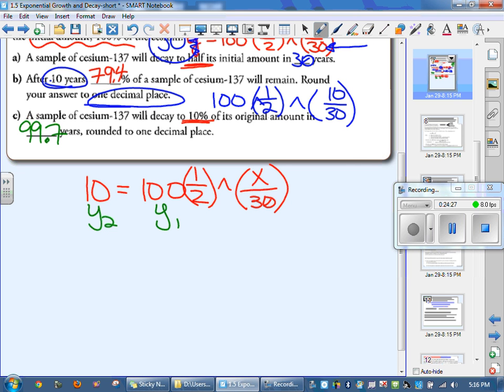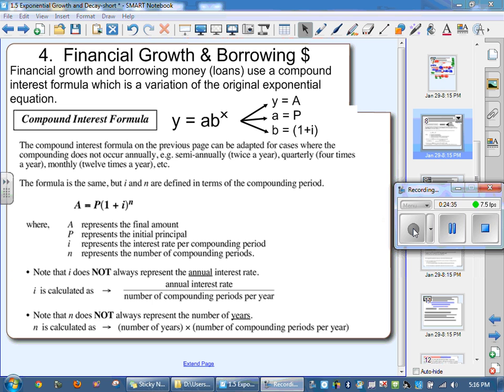The next type of example, we're talking about financial growth and borrowing money. Whenever you're borrowing money, the equation changes. The Y equals A times B exponent X now changes. It's no longer Y equals. The Y changes to the letter A, meaning total final amount. The A value changes to the letter P. P stands for the principal amount, meaning the amount you start with.